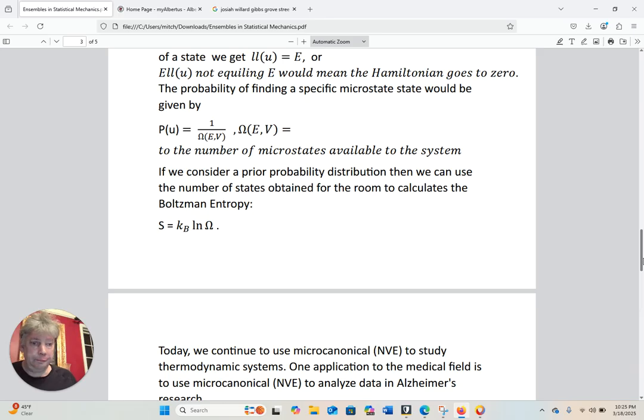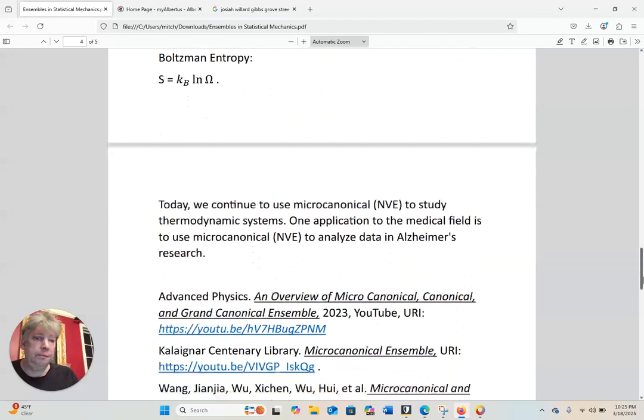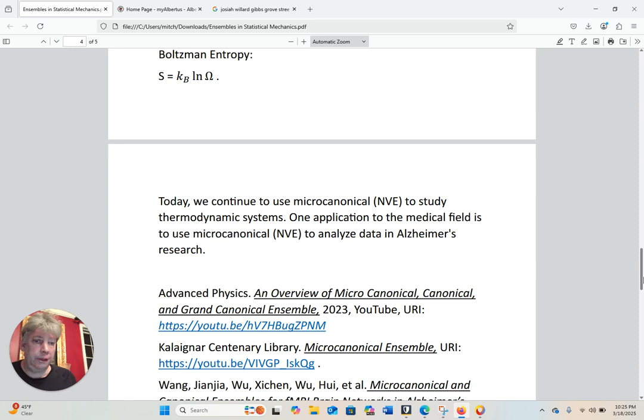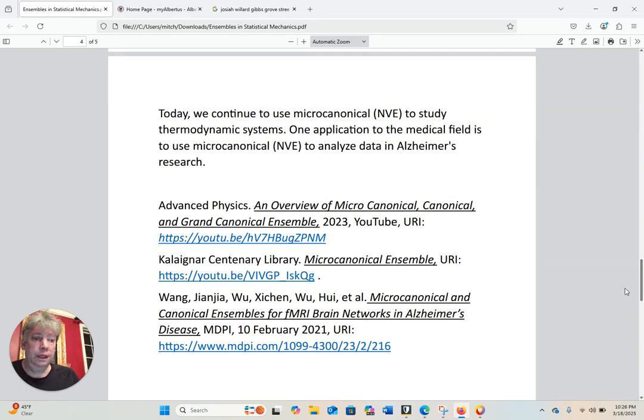Now, today, we continue to use the microcanonical NVE ensemble to study thermodynamic systems. And one application in the medical field is to use the microcanonical to analyze data in Alzheimer's research. We don't have a lot of time today in this video to talk about that, but I wanted to draw your attention to this article, because it deals with the microcanonical and canonical ensembles for MRI brain networks in Alzheimer's disease. It's quite an extensive article, and it gives a lot of information and a lot of pictures of what they're looking at as they're beginning to study Alzheimer's disease.